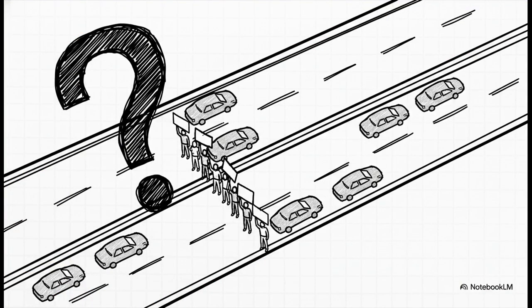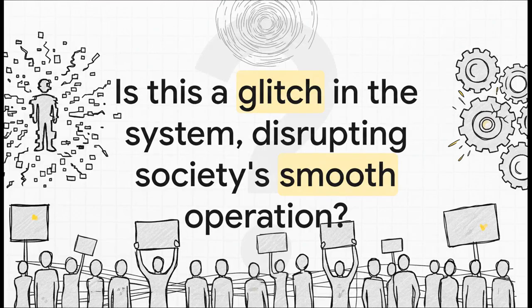All right, here is a simple, objective fact. A group of people, they're holding signs, and they've blocked a highway. That's it. That's what happened. No spin. But what does it actually mean? Well, if you're looking through one particular lens, your brain might immediately ask this: is this just a glitch in the system? You know, a malfunction that's messing up the smooth operation of society.